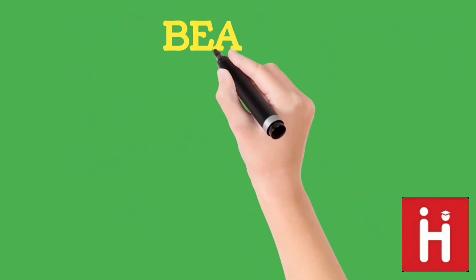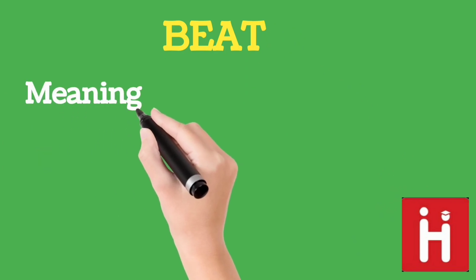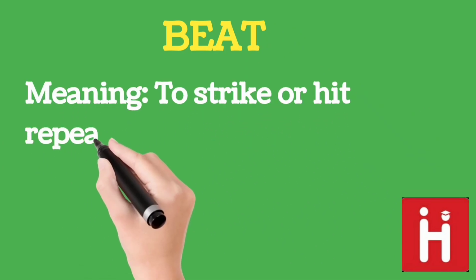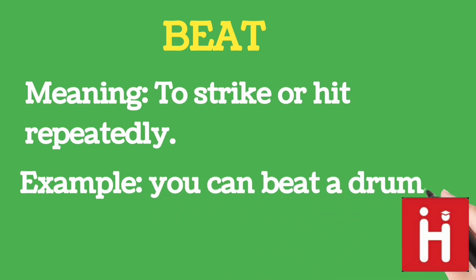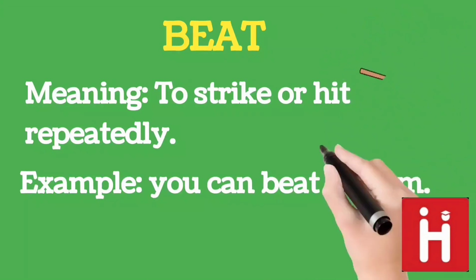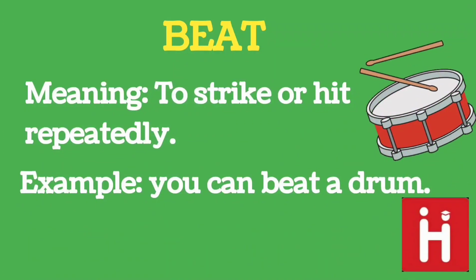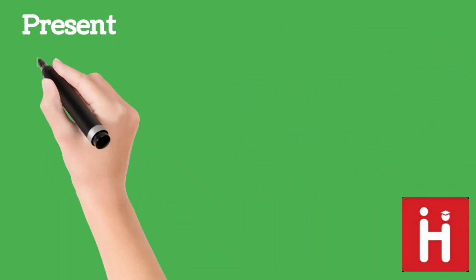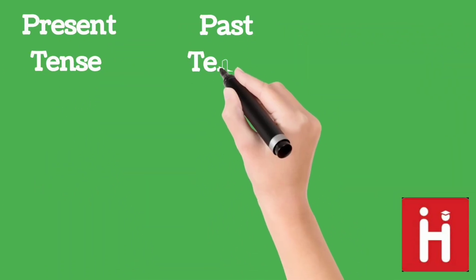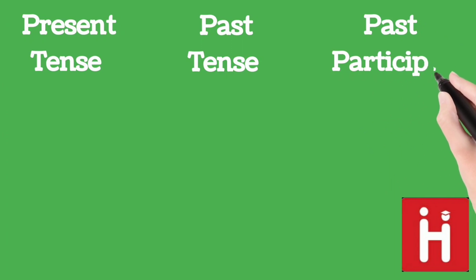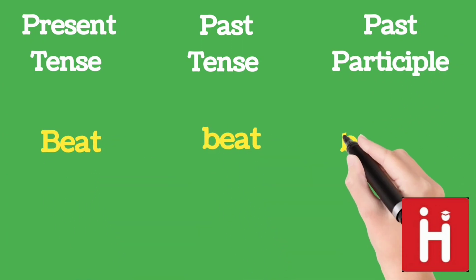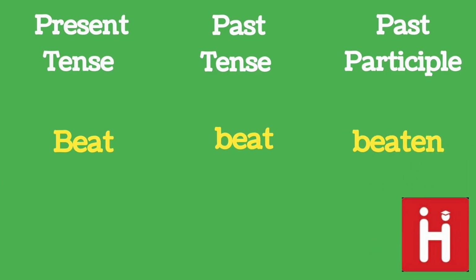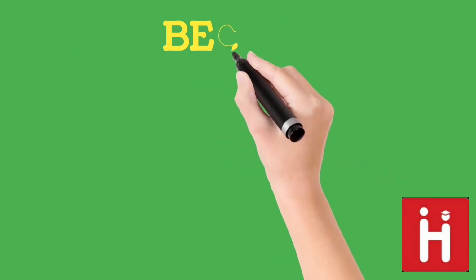Now we see the verb beat, meaning to strike or hit repeatedly. Example, you can beat a drum. The three forms of the verb beat are beat, beat, beaten.